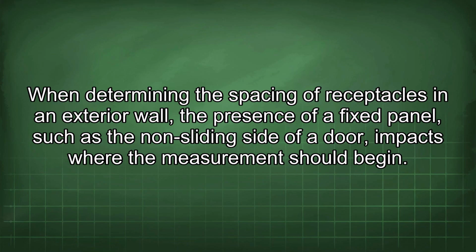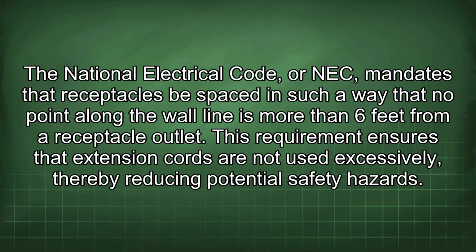When determining the spacing of receptacles in an exterior wall, the presence of a fixed panel, such as the non-sliding side of a door, impacts where the measurement should begin. The National Electrical Code, or NEC, mandates that receptacles be spaced in such a way that no point along the wall line is more than 6 feet from a receptacle outlet. This requirement ensures that extension cords are not used excessively, thereby reducing potential safety hazards.